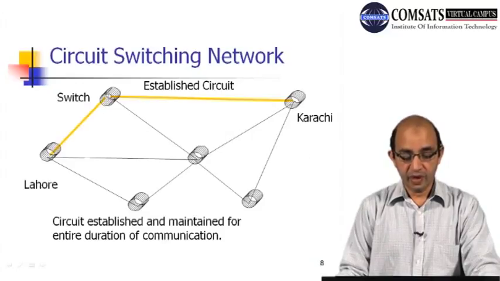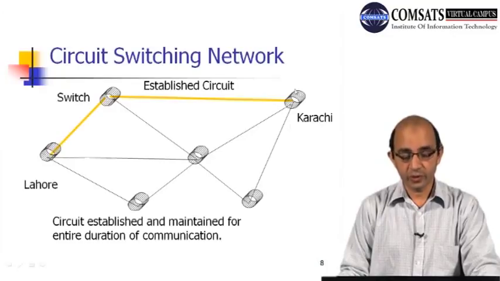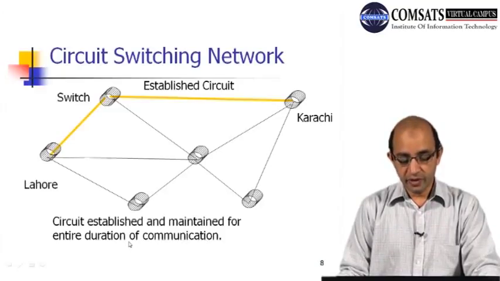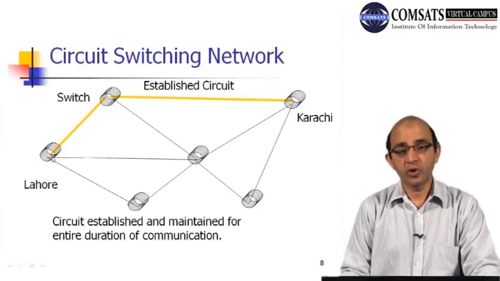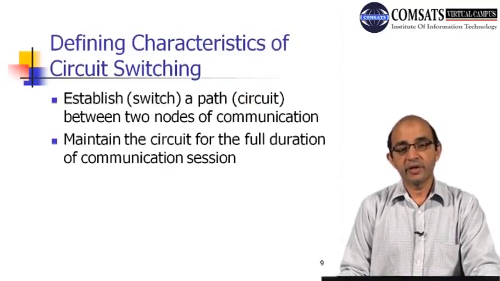So here we have a circuit switching network, and you can see that we have mentioned different cities, Lahore, Karachi, and here we have different switches. You can see that a dedicated path is established in order to have communication between this switch and this switch, right? The circuit is established and maintained for the entire duration of the communication, right? If we are talking about a phone call, then for the whole duration of the phone call, this circuit has to be maintained.